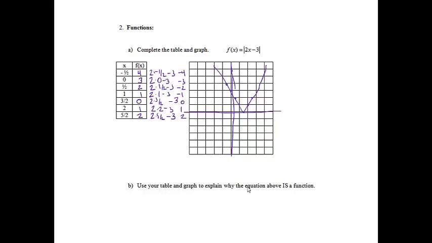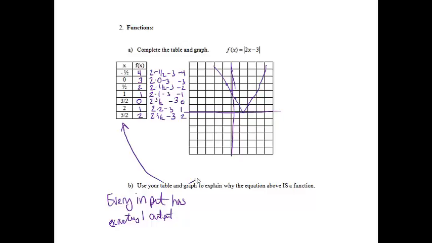So I completed the table and I've graphed it, and then it says B, use your table and graph to explain why the equation above is a function. Well, if I look at the table, I can see that every input has exactly one output. So that's what I would put for my explanation for that one. Every input has exactly one output.